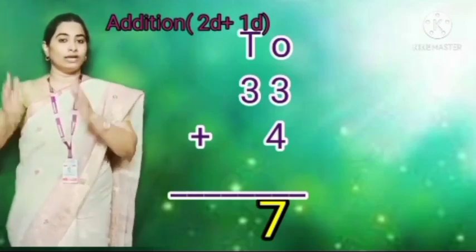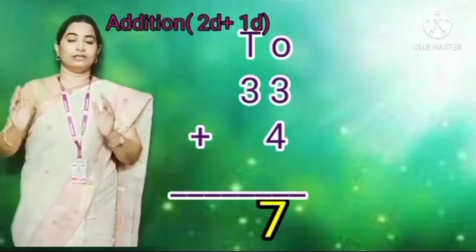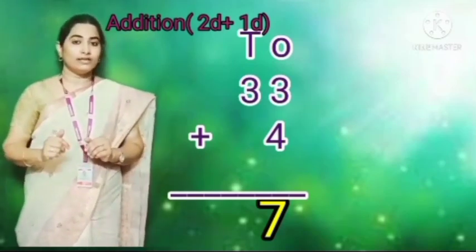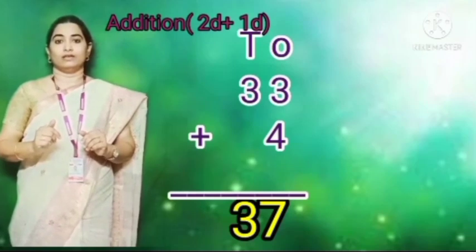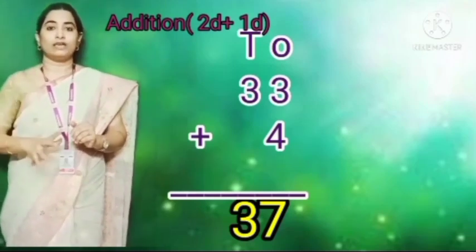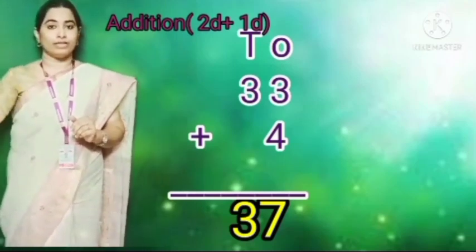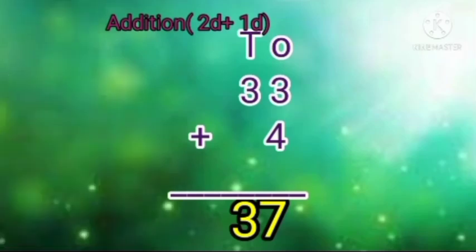Next we will move on to the tens. Tens. So what is there? 3. In tens place only 3 is given. So we need to write the 3.